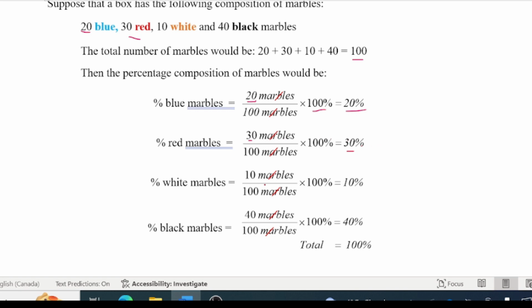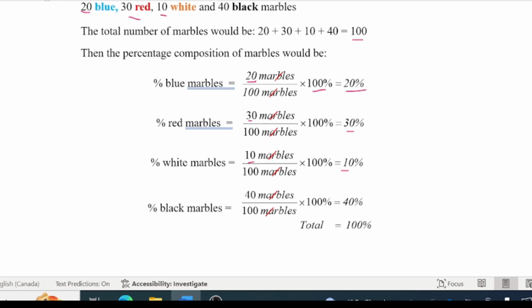White marbles, you have 10 white marbles there. You take that 10, divide by 100 here, and you end up with 10%. Then you have black marbles, which are 40 black marbles there. Divide by the total number of marbles, which is 100, multiply by 100%, and you end up with 40%. When you add all of these up together, you must end up with 100%.